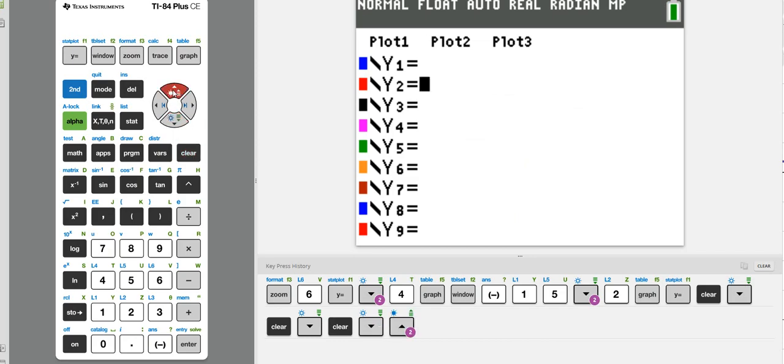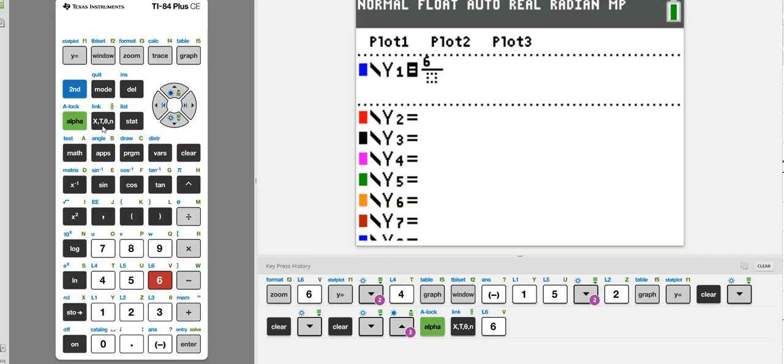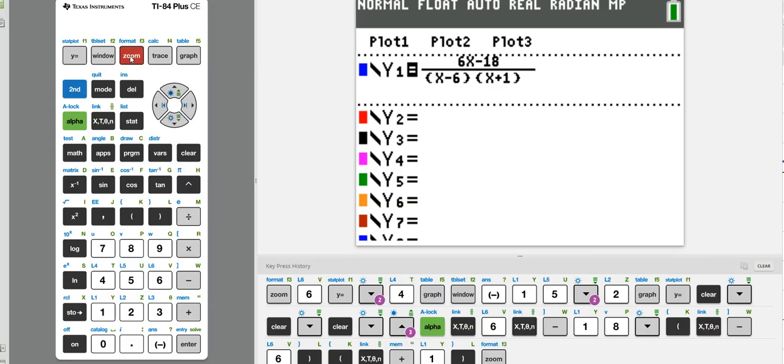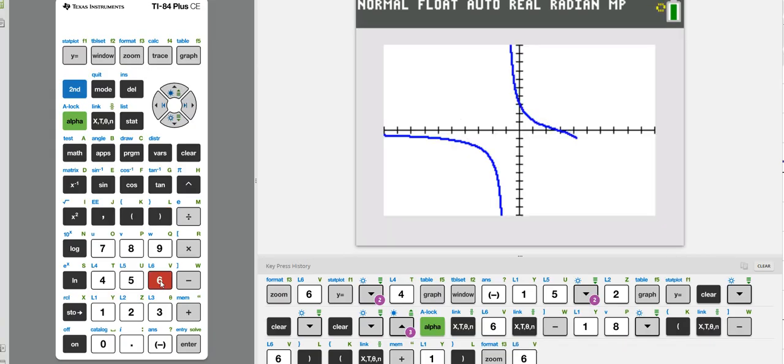All right. So I'll do it this way. 6x minus 18. And you can leave it factored here in the denominator. That's okay. Your calculator doesn't care. It doesn't have feelings. x plus 1. And I'll do my zoom standard again, zoom 6. So I'm getting pretty much the same thing.